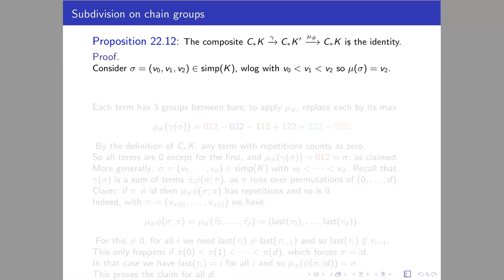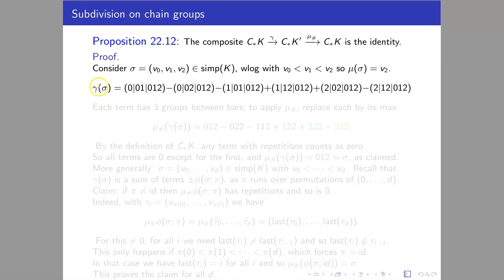So let's just do the case of a 2 simplex first. We've got a 2 simplex sigma as v0, v1, v2, which we're going to write with the vertices in ascending order with respect to our chosen order on all the vertices. That means in particular v2 is the last vertex, and mu sigma is v2.